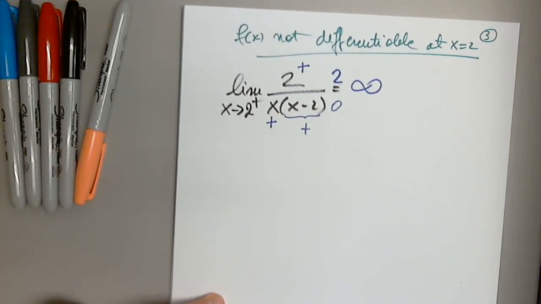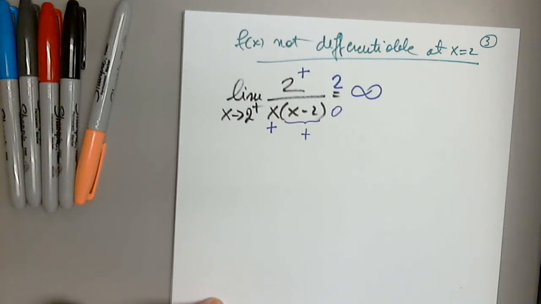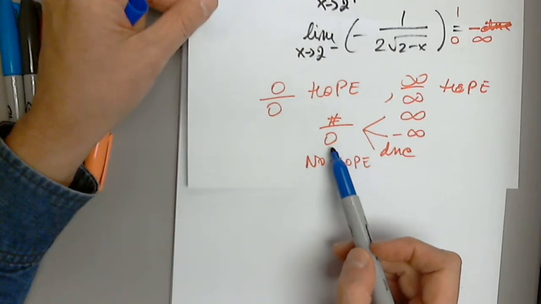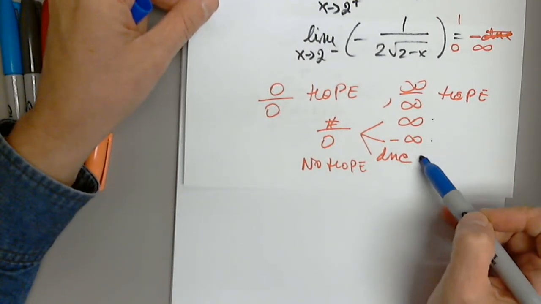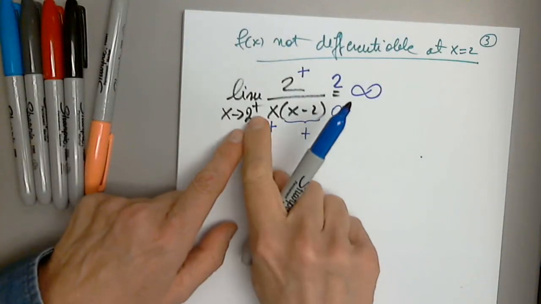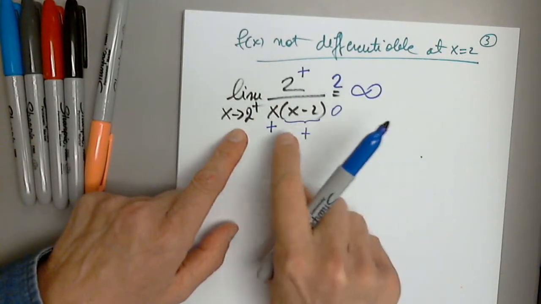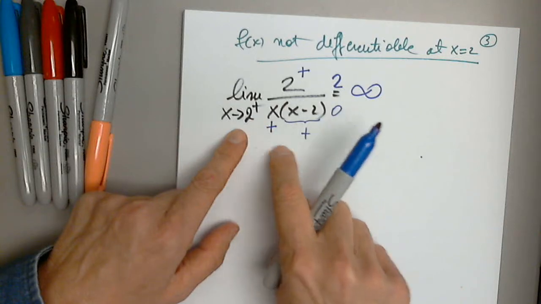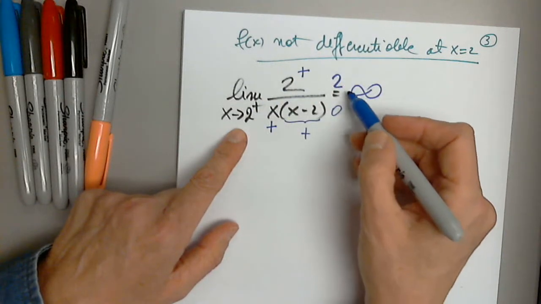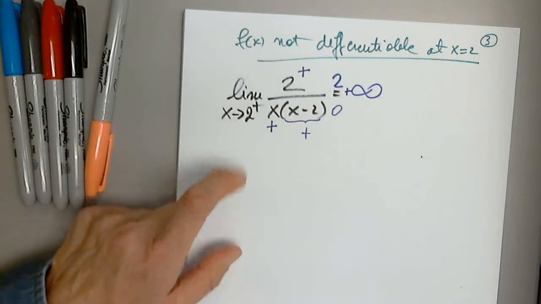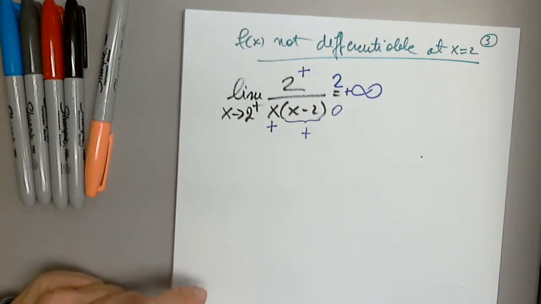Any questions? Yes, please. How do you know it's infinity? Because a number over 0 has no hope, and it can be only one of these three. And since it's from the right of 2, I replaced every x with 2.1. When I replace every x with 2.1, since there is no negative sign, everything is positive, so this must be positive infinity. Better? Perfect.